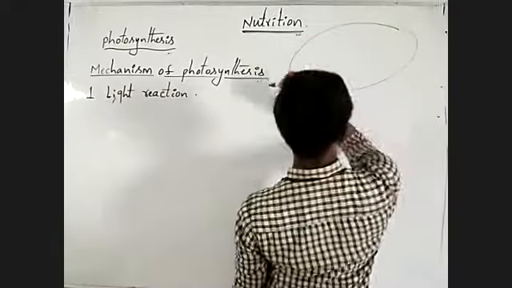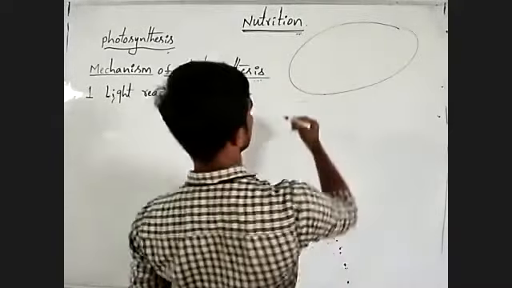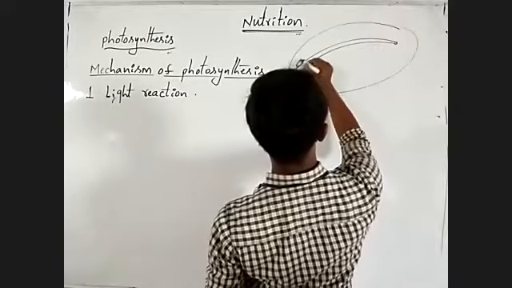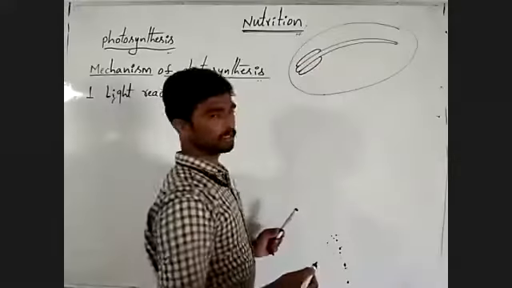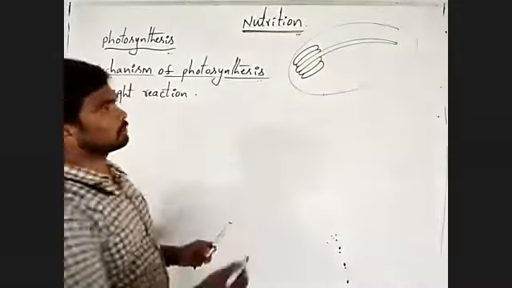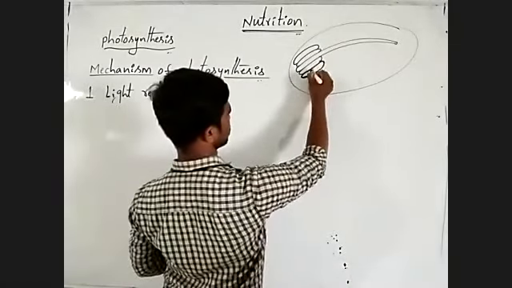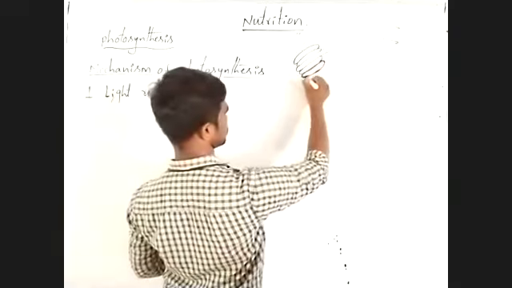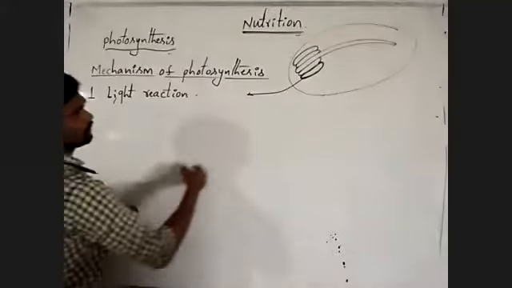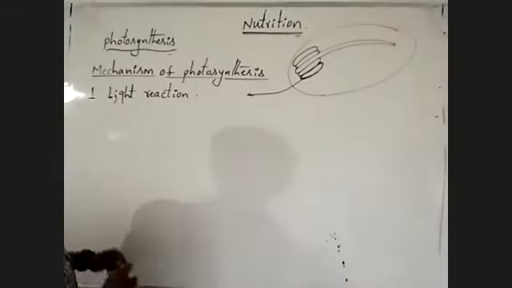Here, this is the chloroplast. These are thylakoid membranes. Understanding? For example, take this thylakoid membrane. Take these thylakoid membranes separately. Now I am drawing this small segment of the entire thylakoid membranes.